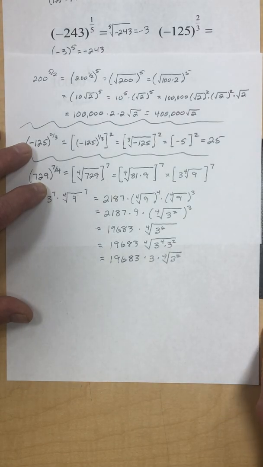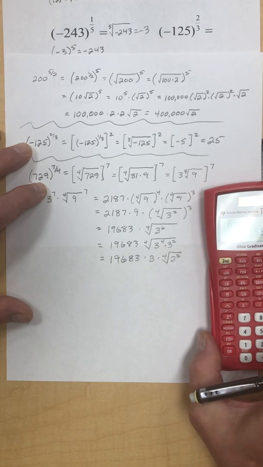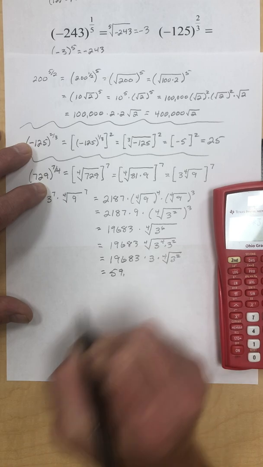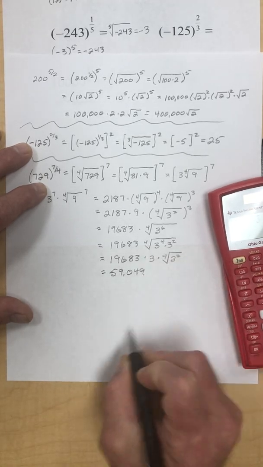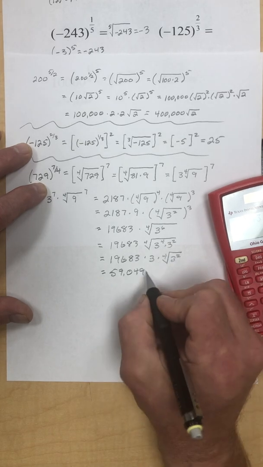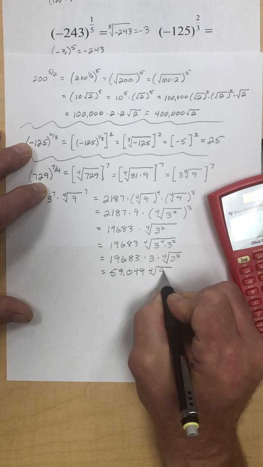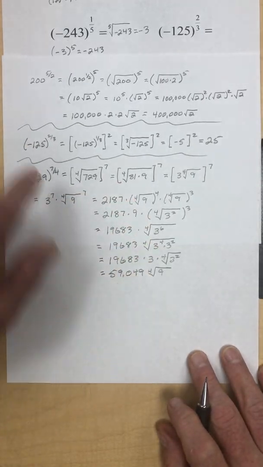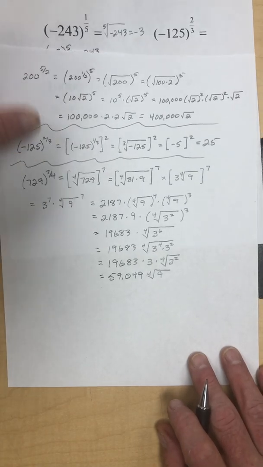If I take that 19,683 and multiply by 3, I'm going to get 59,049. And then the 4th root of 3 squared I can't do anything with, so I'll just write it as a 4th root. 3 squared is 9. And we're done. So that one really takes some work. You've got to work at that one. That one's a little bit tougher. So those guys go by the wayside.